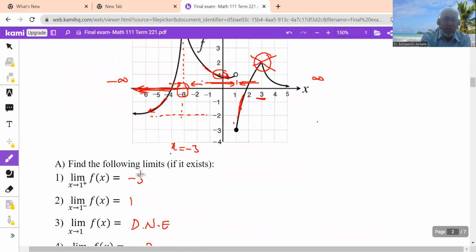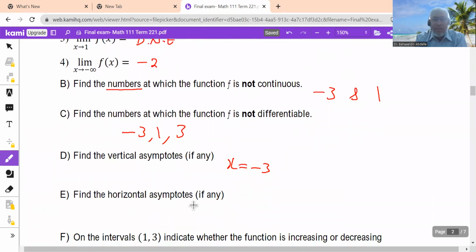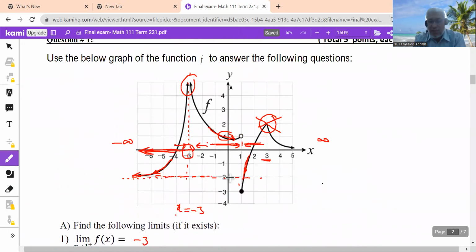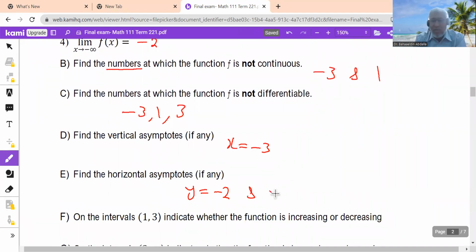What about horizontal asymptotes? Horizontal asymptotes are also horizontal lines which the graph becomes closer to when x goes to negative infinity or infinity. So when x goes to negative infinity, we have seen that the graph comes closer to this line, and the equation of this line is y equals -2, because this is a value of y. What about when x goes to infinity? You see that the graph comes closer to this line. And what is the equation of this line, the x-axis? What is y here? Y is 0. So the equation of the x-axis is y equals 0.